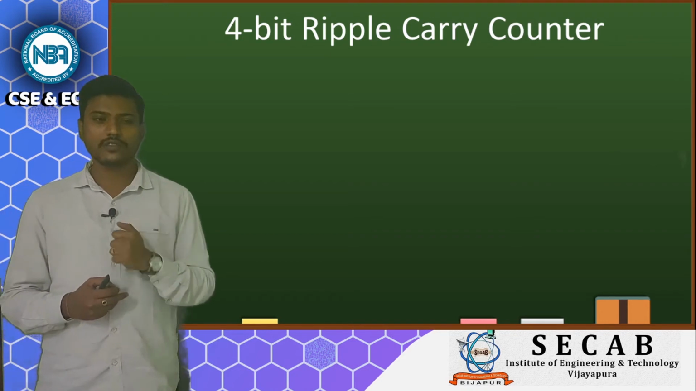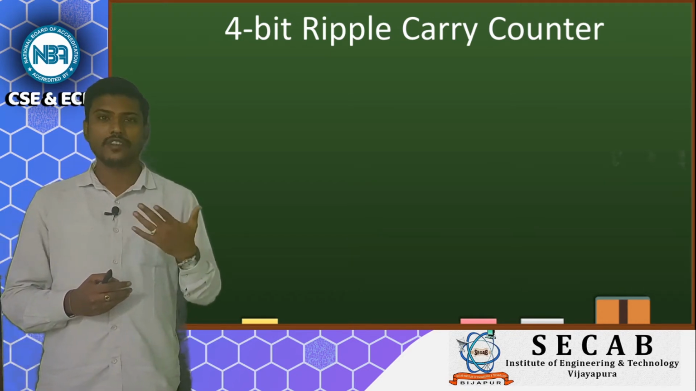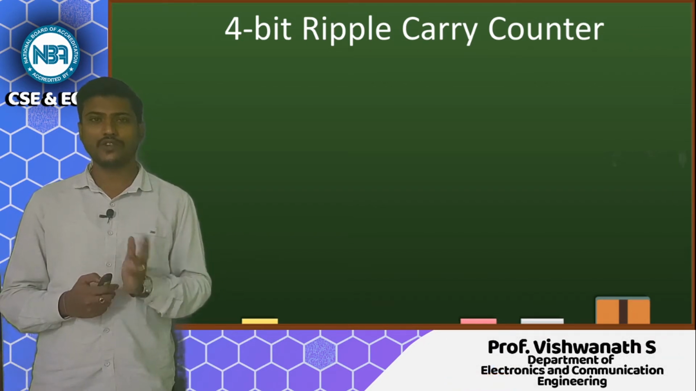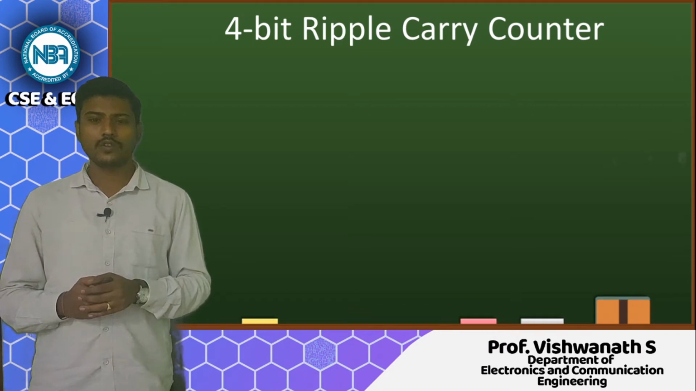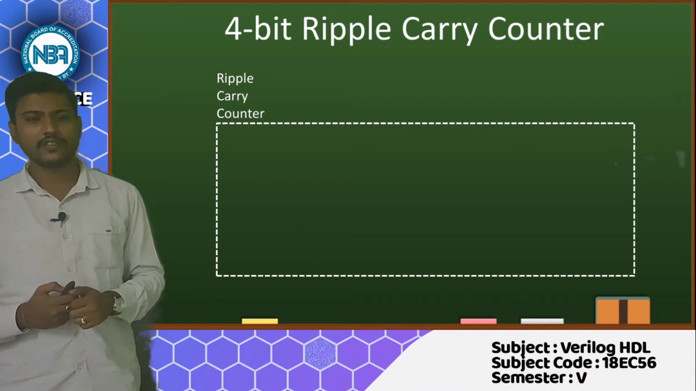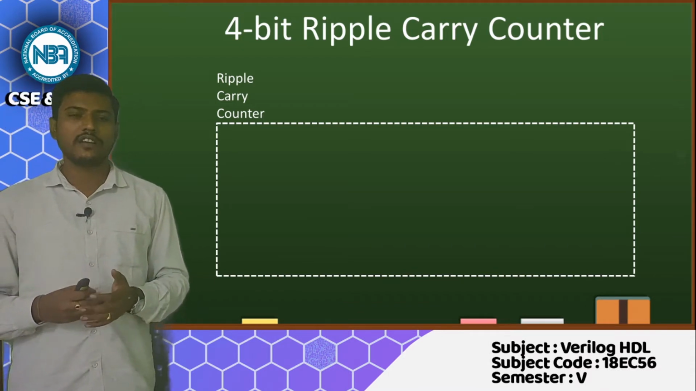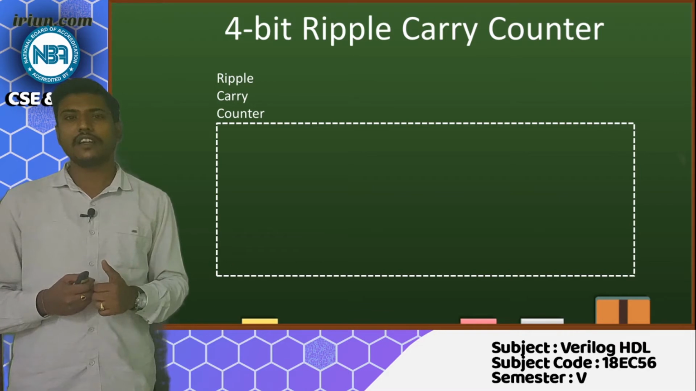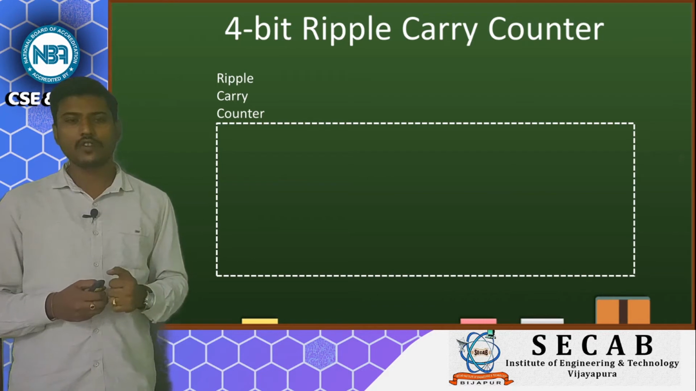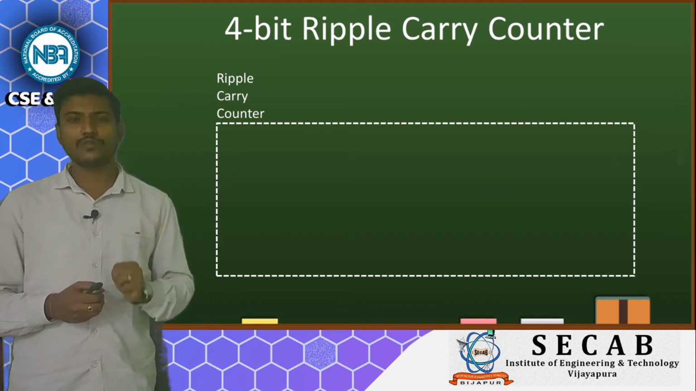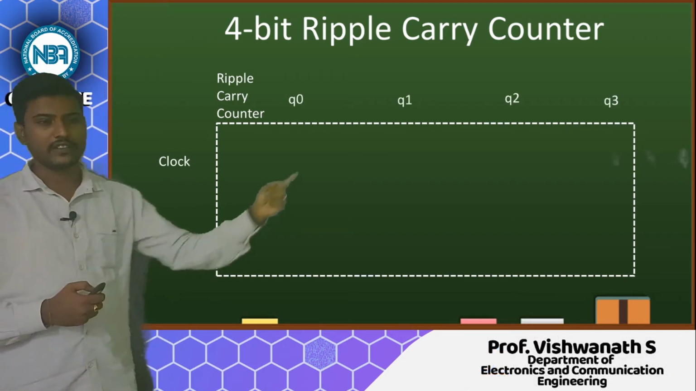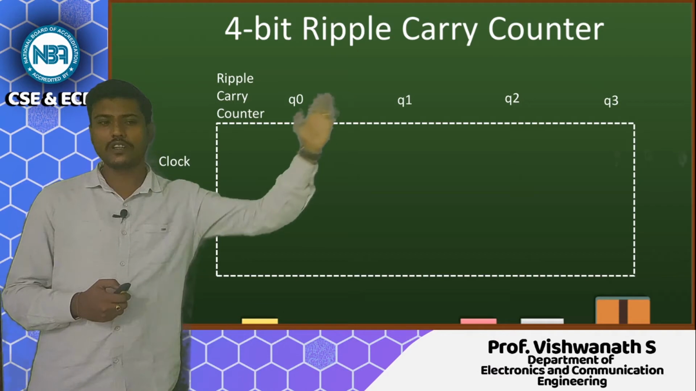This is an asynchronous circuit. Okay, this is not a synchronous circuit, the 4-bit ripple carry counter. This is just a black box, I do not know what is inside. Since this is a sequential circuit, I need a clock as an input and then I need a reset. Since I have 4 bits, I will have a total of 4 outputs. So, one is clock and one more is reset, and then Q0, Q1, Q2 and Q3.